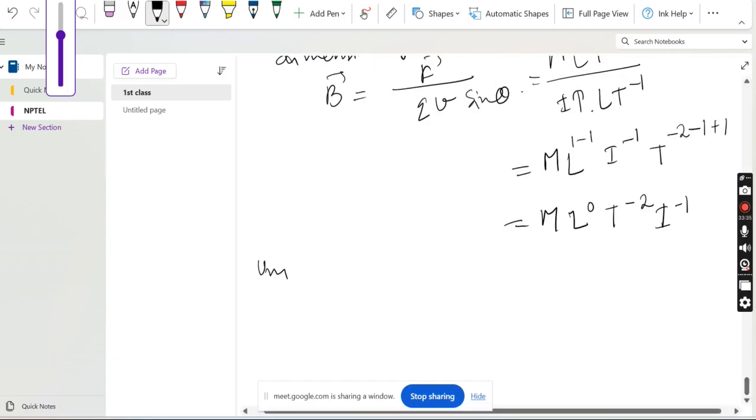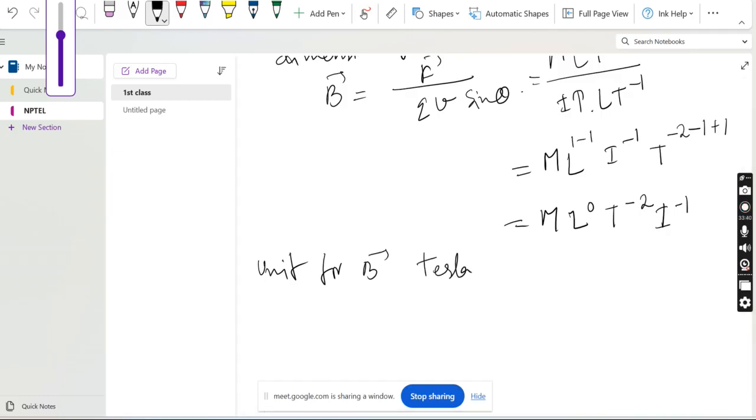And the unit for B is Tesla or Weber per meter square. Always remember that dimensionally same kinds of units get added and subtracted. You cannot subtract a Tesla from a volt per meter. You need to convert it.